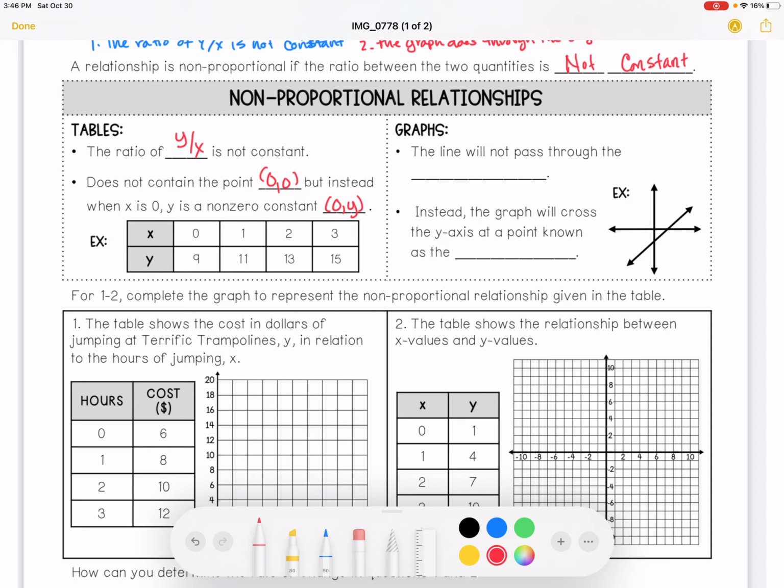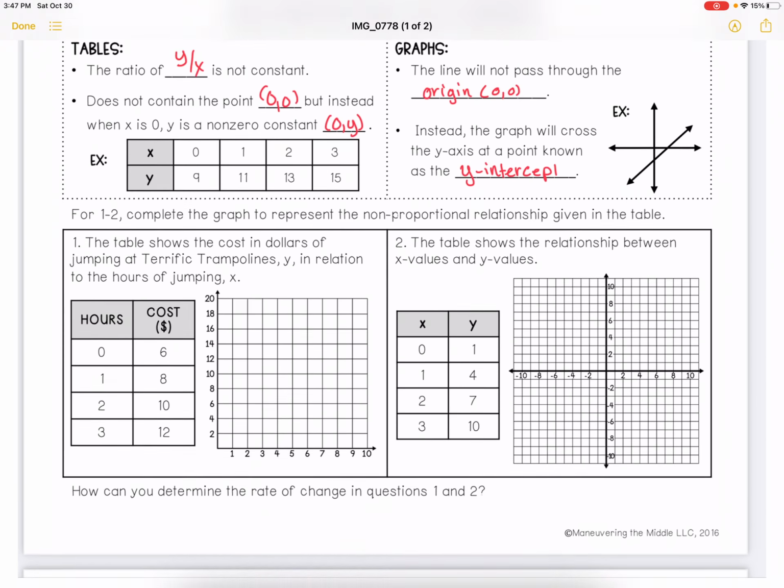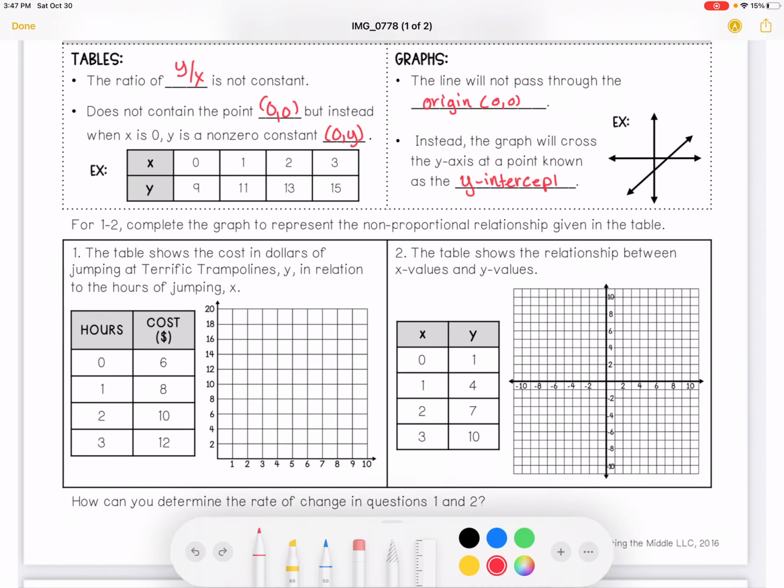Okay, the line will not pass through the origin, or 0, 0. And instead, the graph will cross the y-axis at a point known as the y-intercept. It's where the line is intercepting the y-axis. Okay, for 1 through 2, complete the graph to represent the non-proportional relationships given in the table. So we are just graphing. Shouldn't be too hard, right?